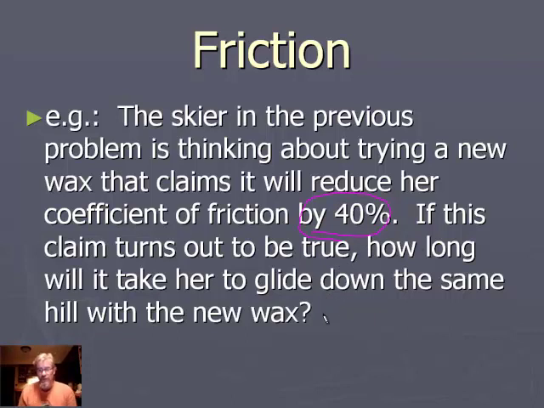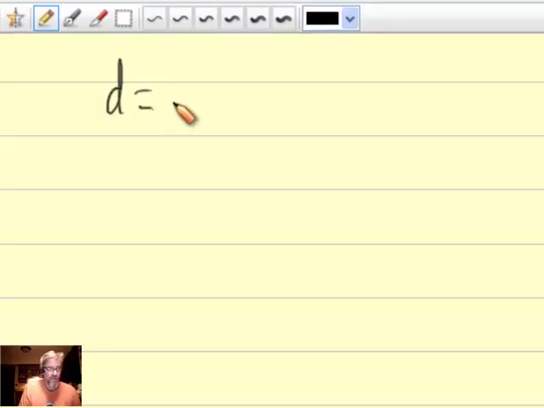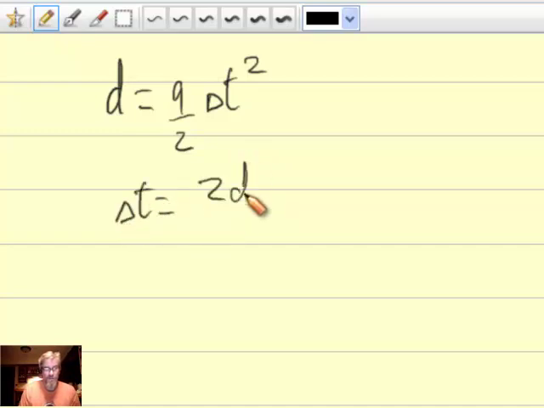Well, first of all, let's find out what that new coefficient of friction would be if it really was reduced by 40%. And then let's answer the rest of the question, knowing what we know about the time it takes to slide down a slope under a certain acceleration. We learned previously, when you're starting from rest, that distance is equal to a over 2 times delta t squared. Time is what we're trying to find here, delta t. So if we solve for delta t, we get 2 times d divided by a, the square root of that is going to be delta t.